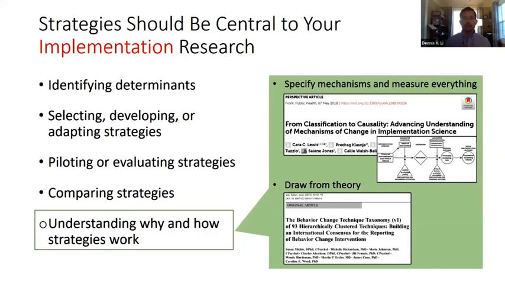And so Cara Lewis published a nice article about how to specify the mechanisms that you're studying. You also just want to measure everything that you can so that you can achieve what they propose, which is kind of causal modeling, to show that this particular strategy targets this particular determinant, whereas this other determinant is actually a moderator, not a mediator, and flesh out all of those pathways.